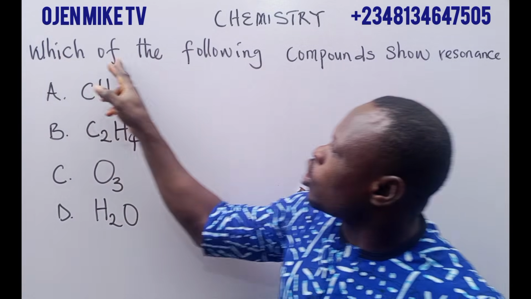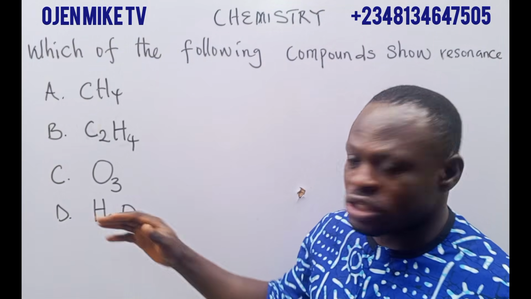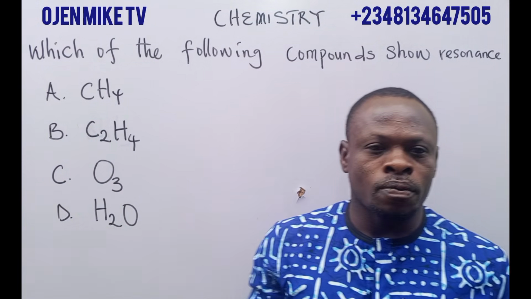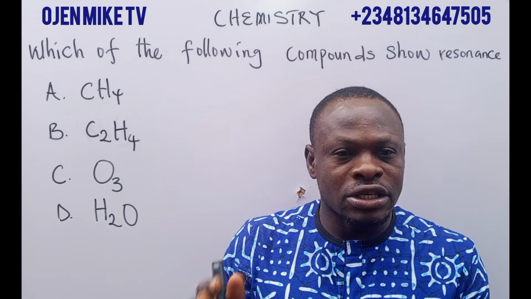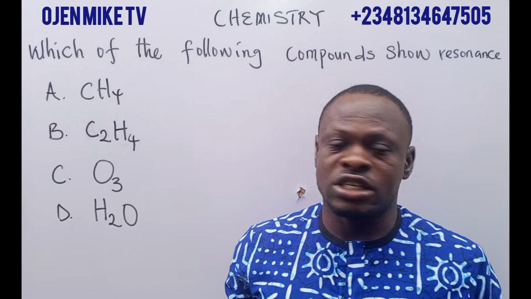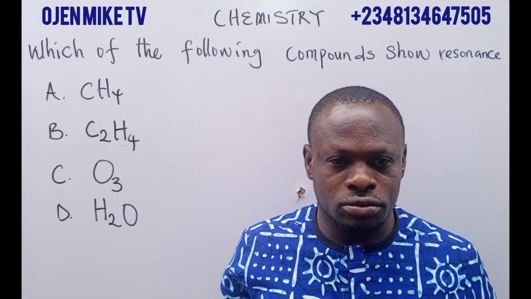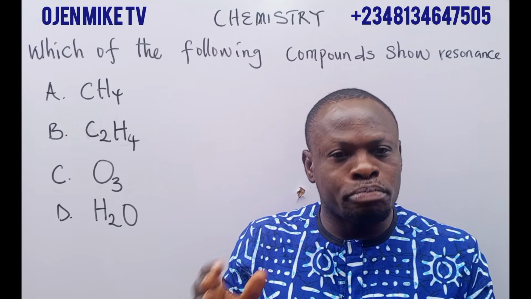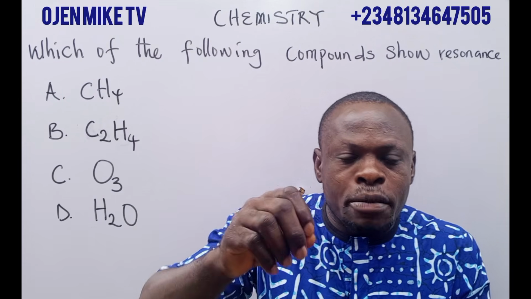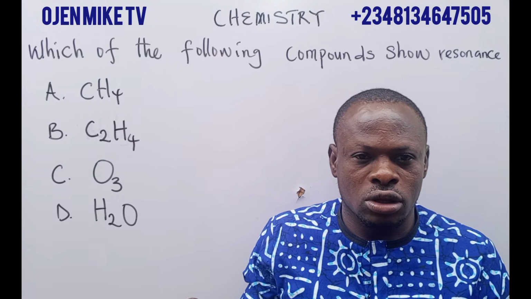This question asks: which of the following compounds show resonance? Which among the following options here show resonance? Now, what do you understand by resonance? Resonance occurs when a molecule can be represented by two or more valid Lewis structures. What that means is that before resonance can be determined, check whether that molecule has a pi bond. And remember, not all pi bonds exhibit resonance. Resonance can only occur when the electrons in the pi bond can move between atoms. Are you following?